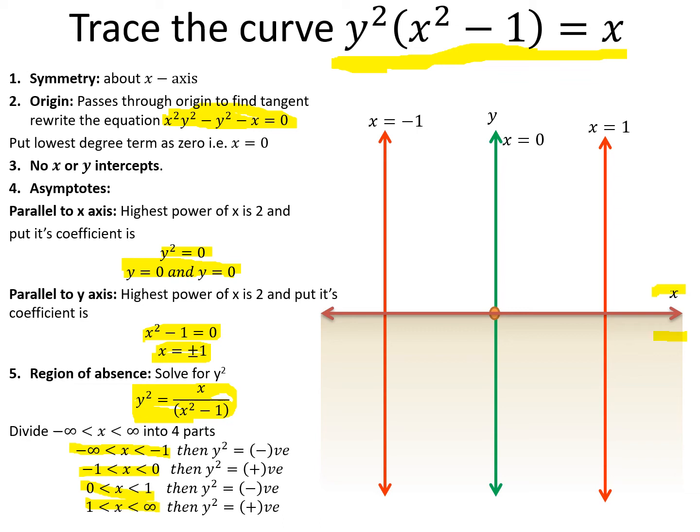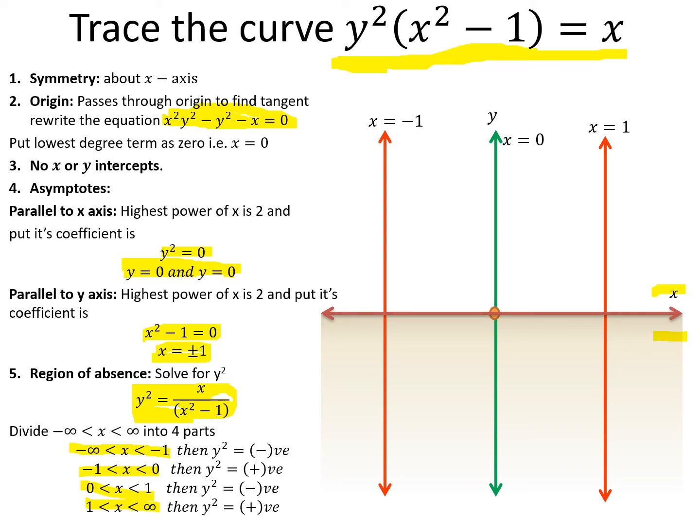Next part is minus 1 to 0. Here y square is positive, so the curve exists. In the same way we will find for 0 to 1. Again y square is negative, so the curve does not exist. And in the last part y square is positive, so the curve exists.